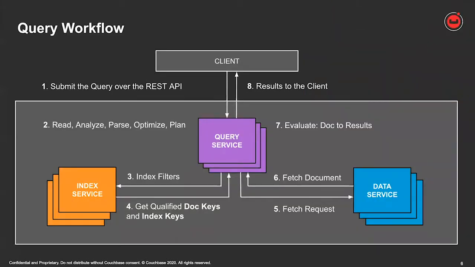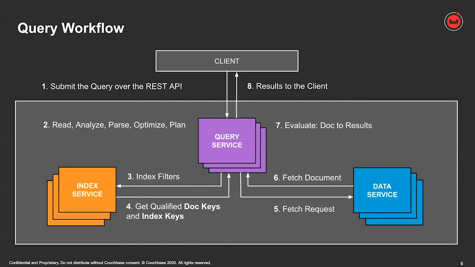Now, this is the workflow that every N1QL request from the SDK follows. The N1QL query is submitted over the REST API to the query service. The query service will then read, analyze, parse, plan, optimize, and ultimately execute that query, performing an index scan, pushing down the index filters or spans to the index service. The index service will perform that scan and send back a qualified list of document IDs to the query service.